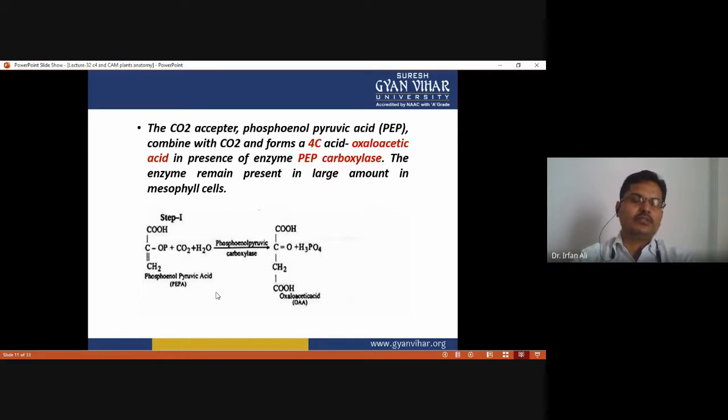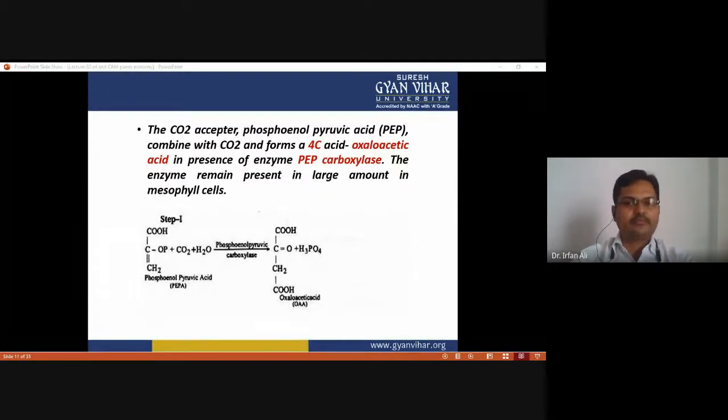Now some more detail. The carbon dioxide acceptor, phosphoenol pyruvic acid, combines with carbon dioxide and forms a four-carbon compound, oxaloacetic acid, in the presence of the enzyme PEP carboxylase, or phosphoenol pyruvate carboxylase. This is the name of the enzyme which catalyzes this step, and the enzyme remains present in large amounts in the mesophyll cells. So this is how phosphoenol pyruvic acid is converted into oxaloacetic acid.